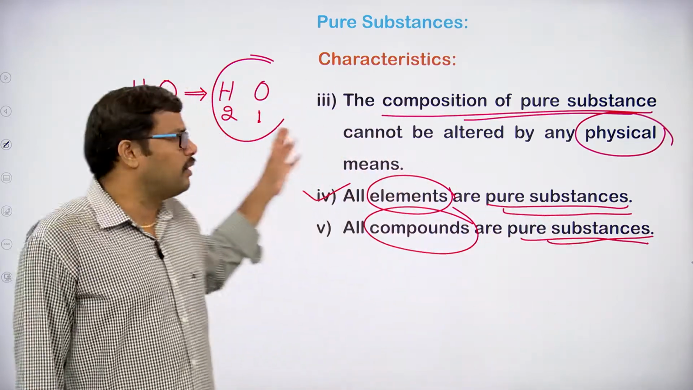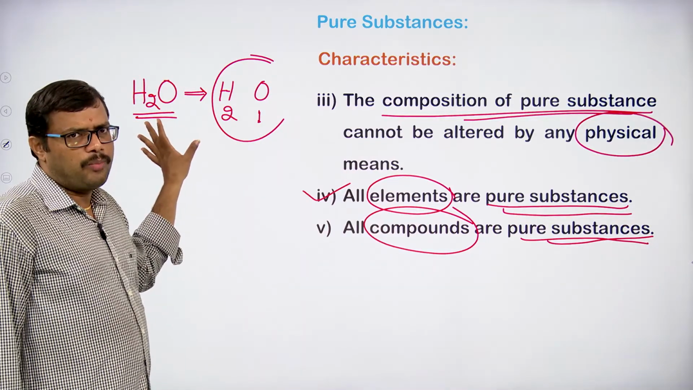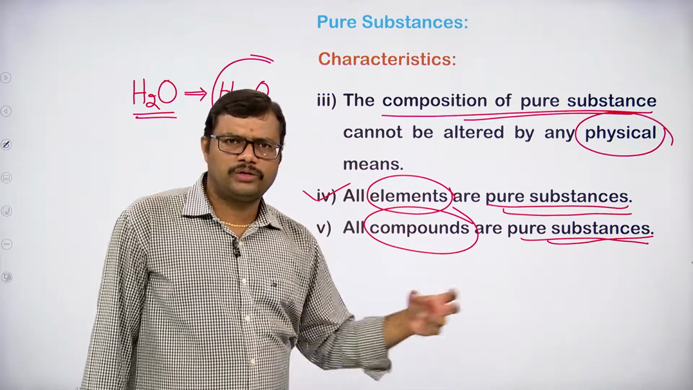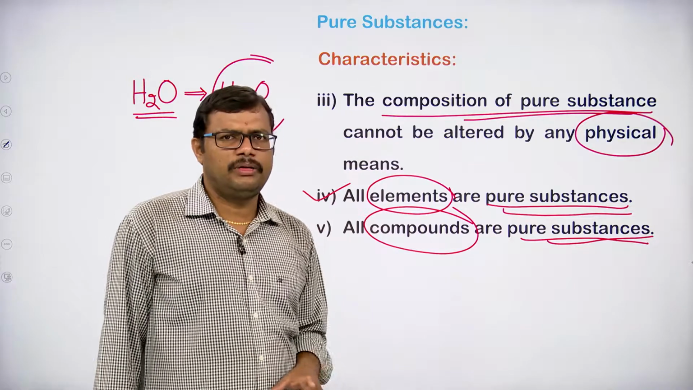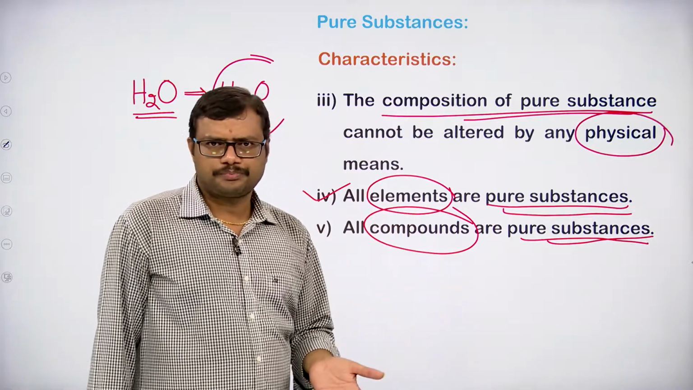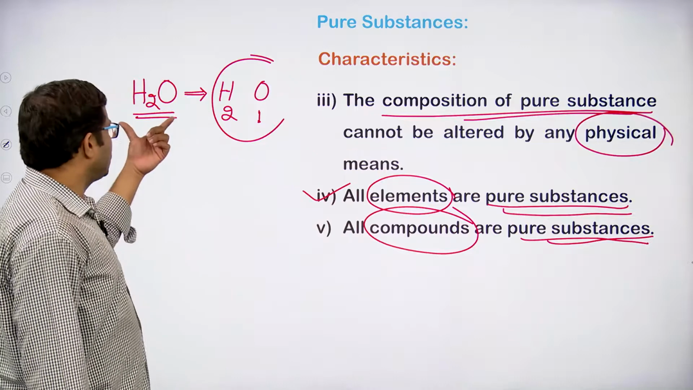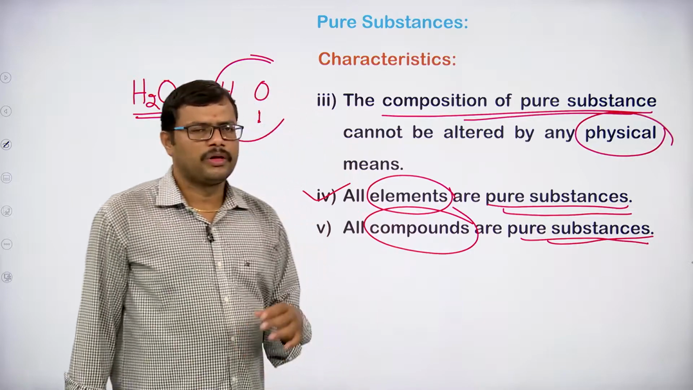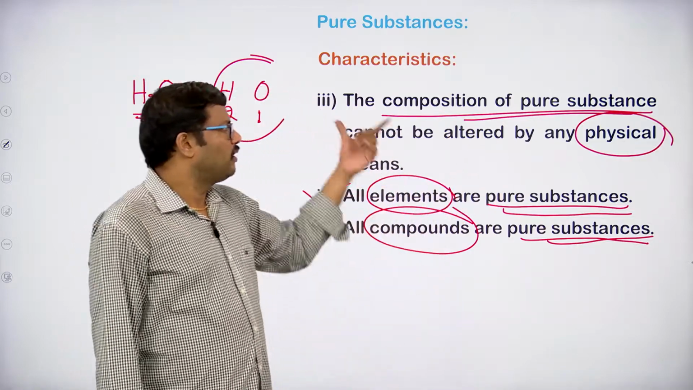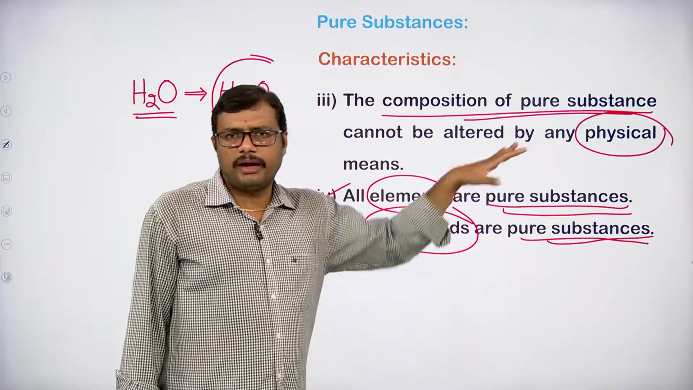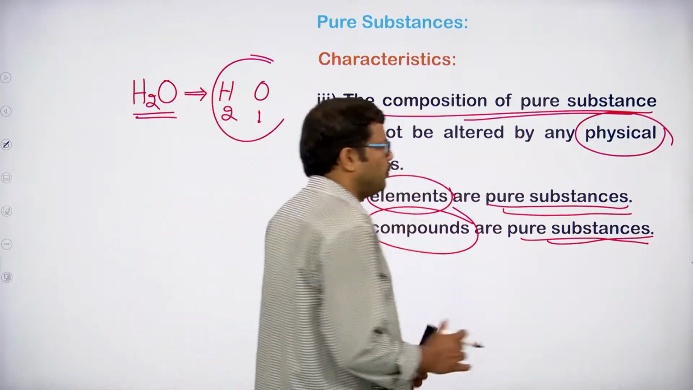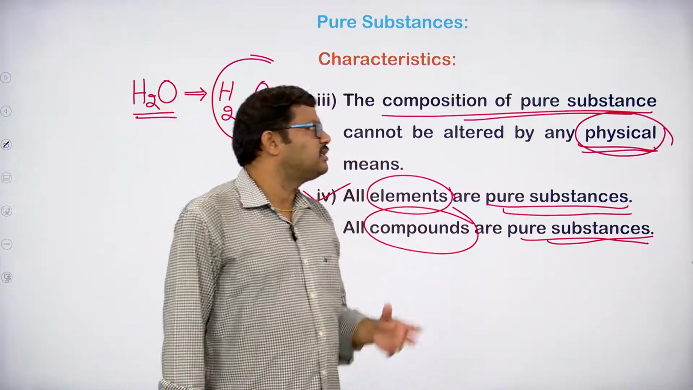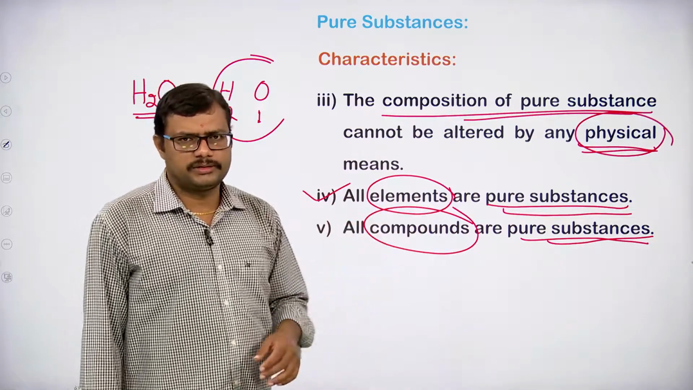For example, take water. Water is obtained as a compound from the combination of the hydrogen element and the oxygen element. 2 atoms of hydrogen and 1 atom of oxygen, when they combine, we get water. So water is a compound, and moreover water is a pure substance. So all the compounds are pure, all the elements are pure. The composition of a pure substance cannot be changed by physical methods. You have to be very careful, it is not chemical methods, it is physical methods. So by physical methods we cannot change the composition of a pure substance.